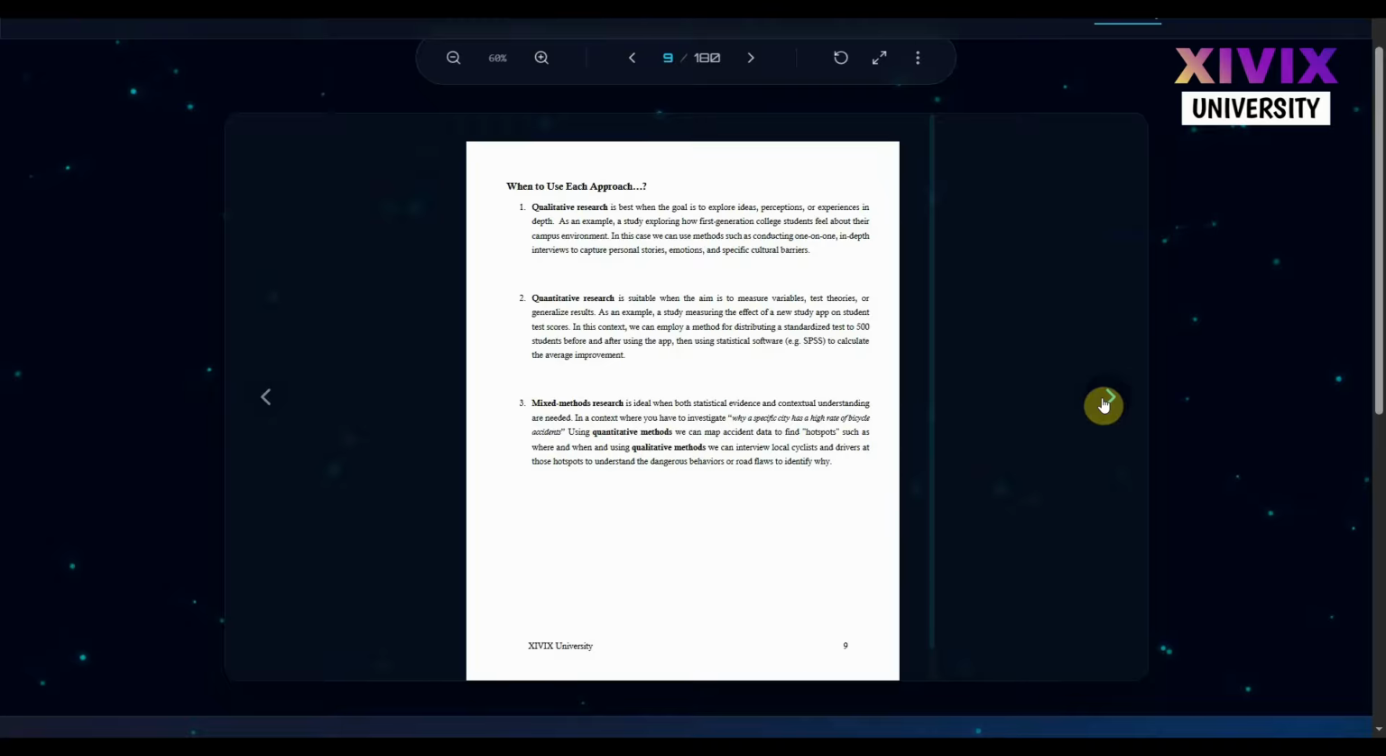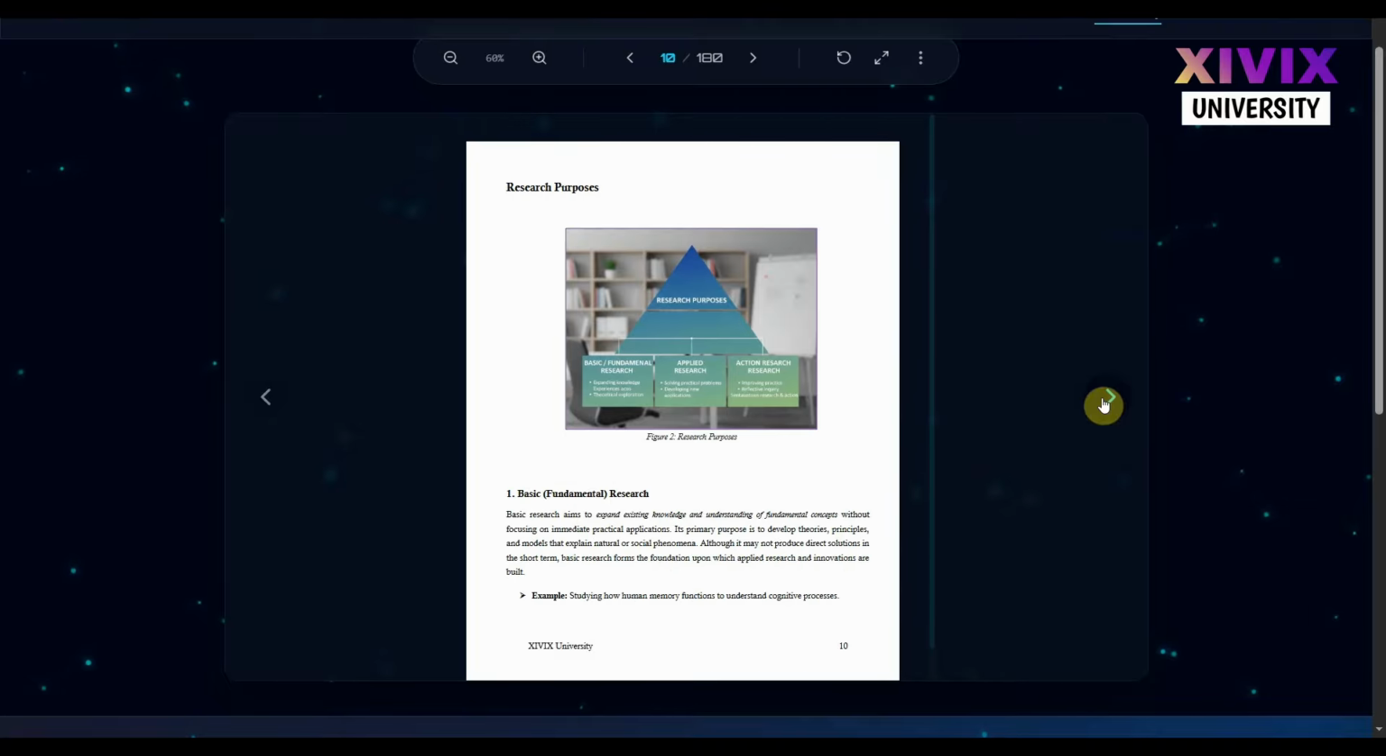Alright, another type of research is based on its purpose. Here we have basic research, which is the fundamental research, and the applied research, and the action research. The aim of a basic research is to expand existing knowledge and understanding of fundamental concepts without focusing on immediate practical application. So the better example we have here is studying how human memory functions to understand cognitive processes. So this is a low-level abstraction, and it is very scientific and innovative.